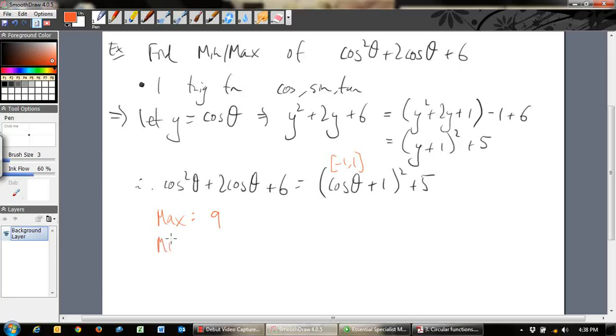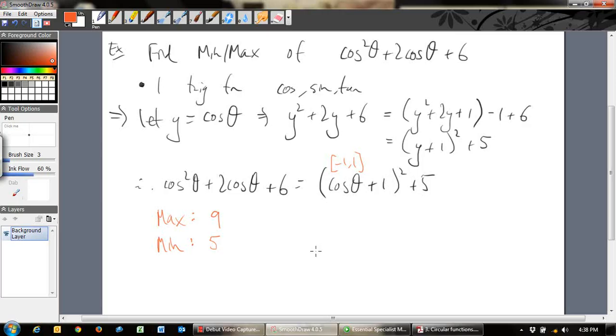How about a minimum value? Don't let this fool you. If we went negative 1, because that's the smallest value of cos theta, negative 1 plus 1 is 0, 0 squared plus 5, and the minimum value is 5. I'll just check: what if cos theta was equal to 0? 0 plus 1, 1 squared, plus 5 is 6, so that won't be the minimum. So there's our max and our min, perfect.